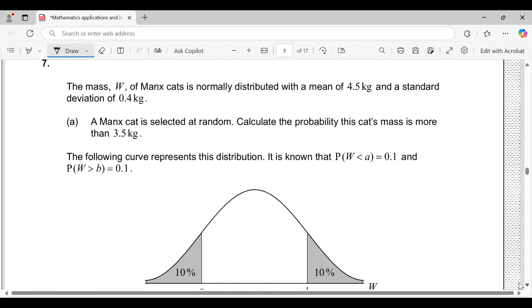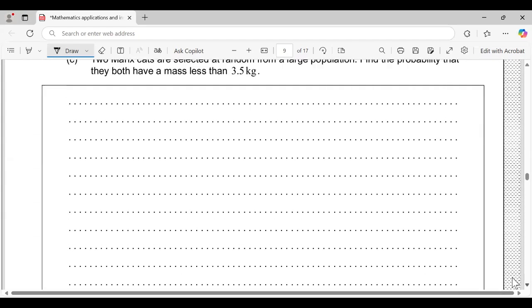The mass W of a man's cats is normally distributed with a mean of 4.5 kg and a standard deviation of 0.5 kg. A man's cat is selected at random. Calculate the probability that this cat's mass is more than 3.5 kg. Okay.